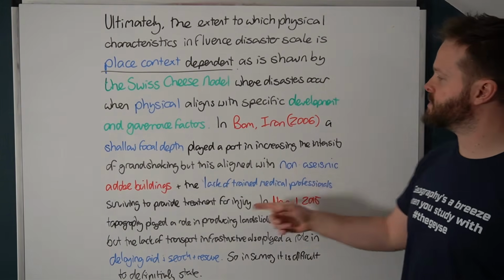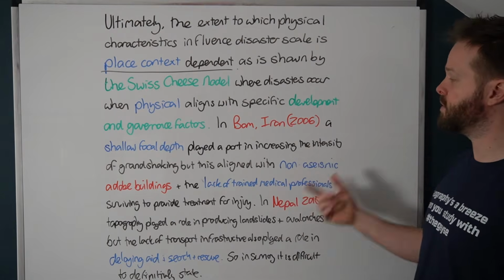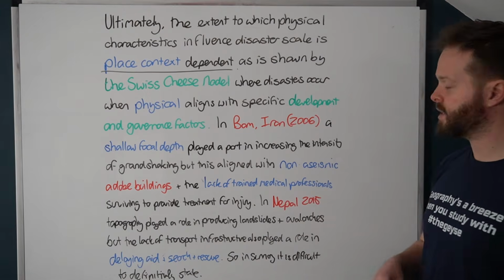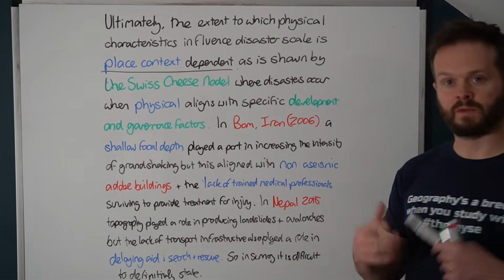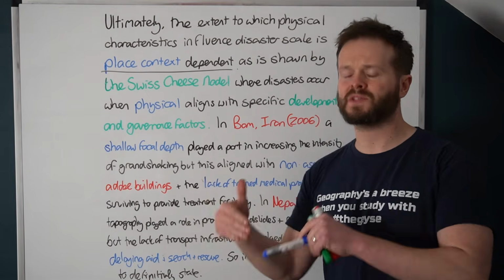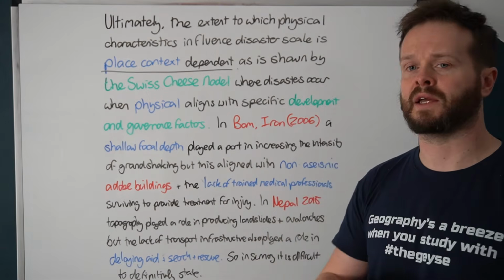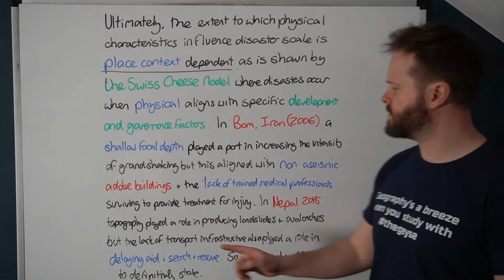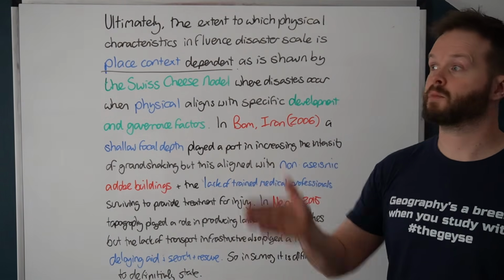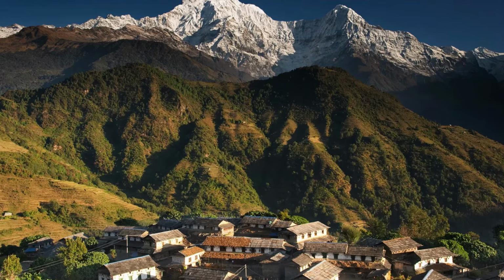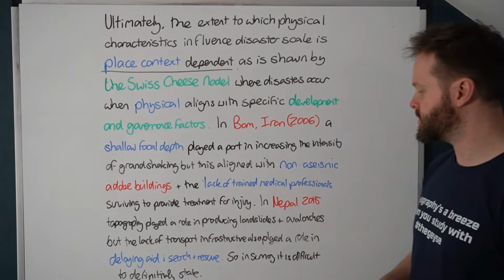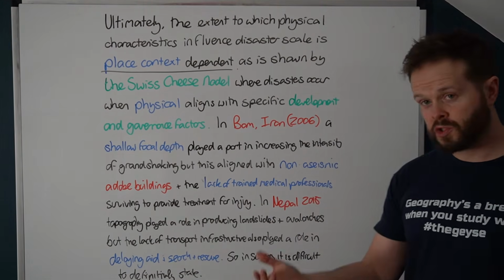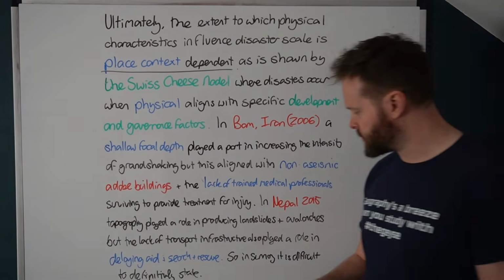In Bam, Iran, 2006, a shallow focal depth played a part and it increased the intensity of ground shaking. But this aligned with non-aseismic adobe buildings and the lack of trained medical professionals surviving to provide treatment for injury. Very specific, very context-specific things that are aligning and combining to result in, I think, 26,000 deaths there. And in Nepal 2015, the topography, again a physical characteristic, but steep mountainous topography lends itself to landslides and avalanches. And that played a role, obviously, in a number of deaths there. But the lack of transport infrastructure also played a role in delaying aid, search and rescue.